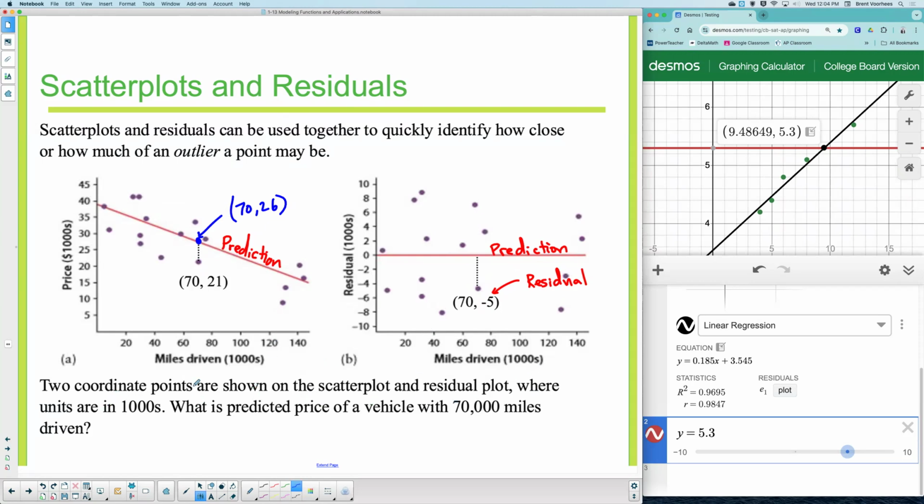Okay, so let me see if I answered that. Two coordinates are shown in the scatter plot and residual plot, where the units are in thousands. What is the predicted price of a vehicle with 70,000 miles? So the predicted price would not be $21,000. These prices are in thousands. That's what the actual value was. The actual value was 21,000. What's the predicted cost or price of a vehicle with 70,000 miles driven? $26,000. That would be your predicted price. What was the actual price? 21,000, but our predicted is 26,000. So that's how a residual works.